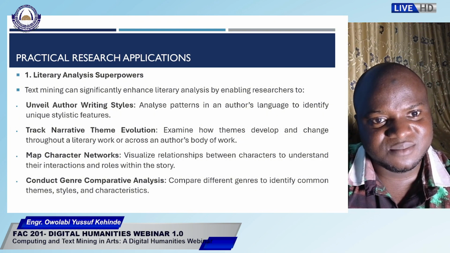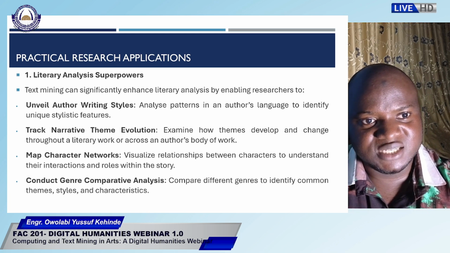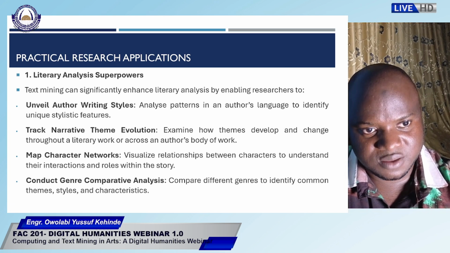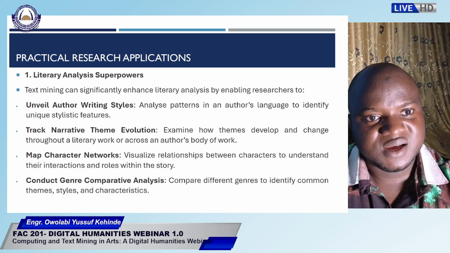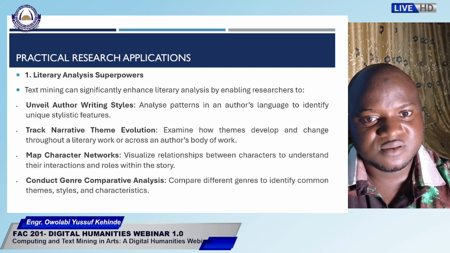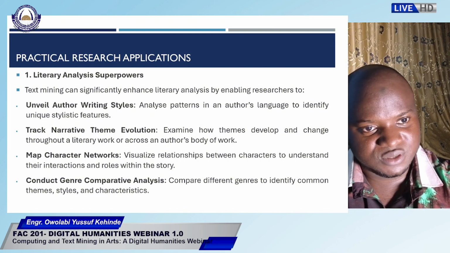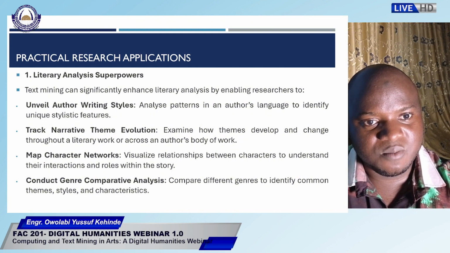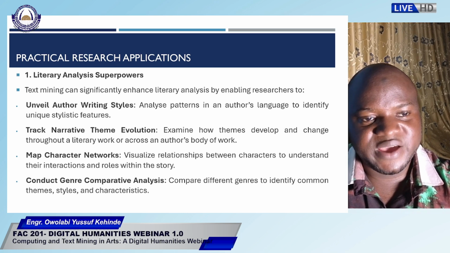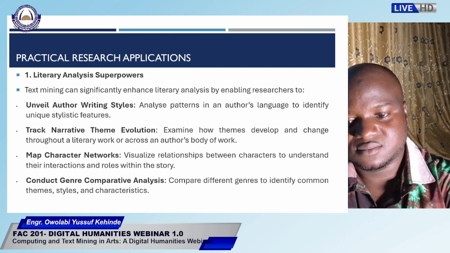Track narrative theme evolution. Examine how themes develop and change throughout a literary work or across an author's body of work. Map character networks. Visualize relationships between characters to understand their interactions and roles within the story. Conduct genre comparative analysis. Compare different genres to identify common themes, styles, and characteristics.